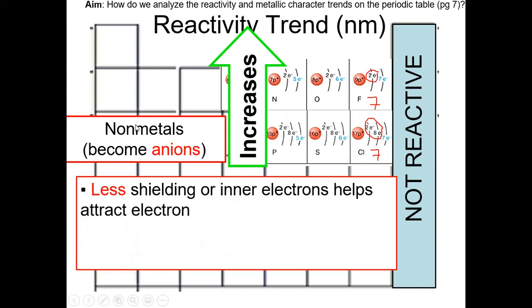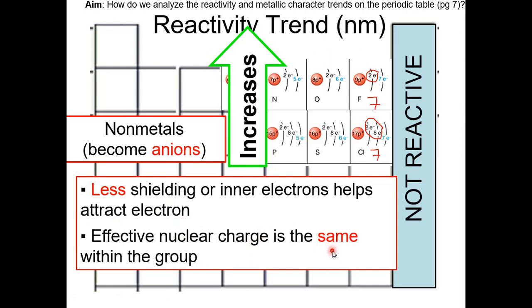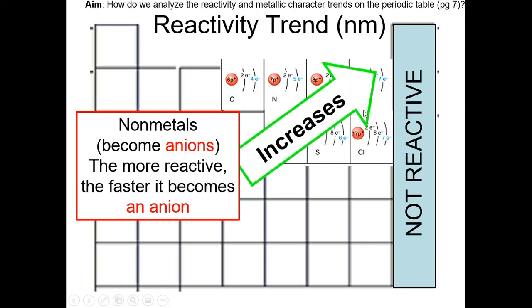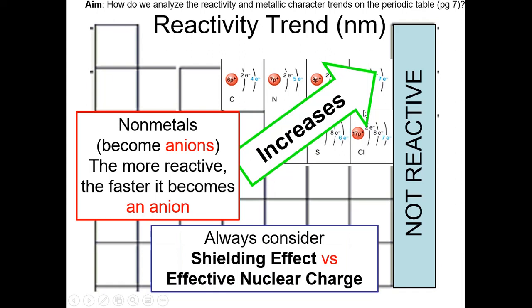So to summarize, less shielding or inner electrons helps attract an electron, and the effective nuclear charge is the same within a group. So if we look at the trends across the period and within a group, fluorine is the most reactive nonmetal. In every trend that we talk about, always consider the shielding effect versus the effective nuclear charge in order to explain the trend.